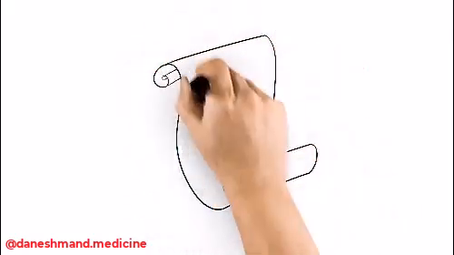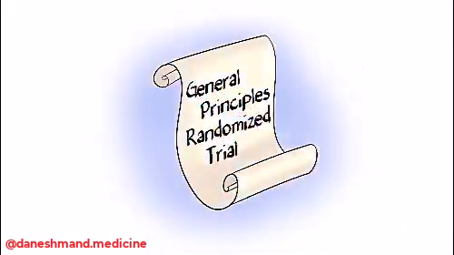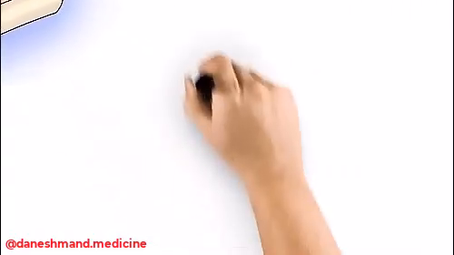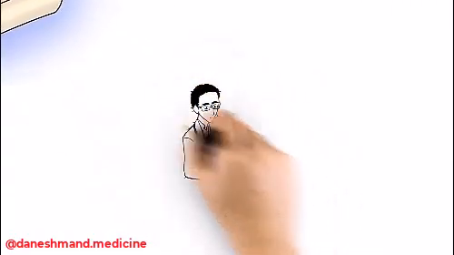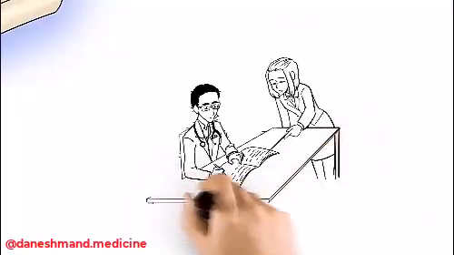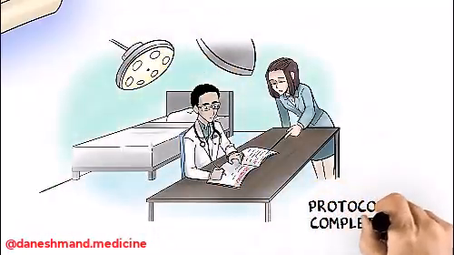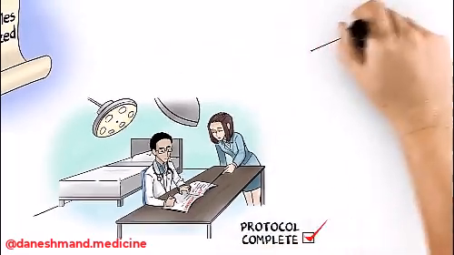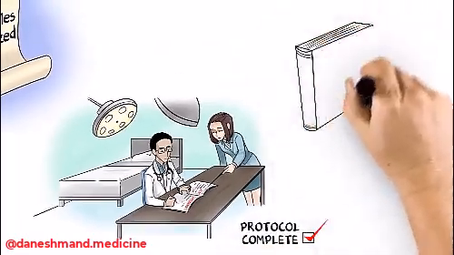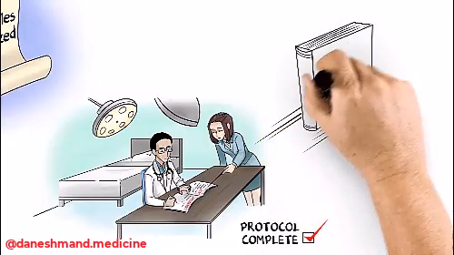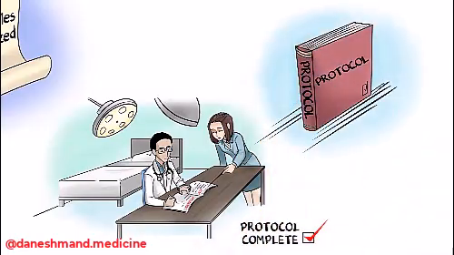General Principles of Randomized Controlled Trial, RCT. Number 1, the Randomized Controlled Trial, or RCT, tests efficacy of a medicine under ideal conditions. The first step designing a mathematically rigorous randomized controlled trial is to write a protocol. This is a document that completely describes the study you are going to do step by step in detail.